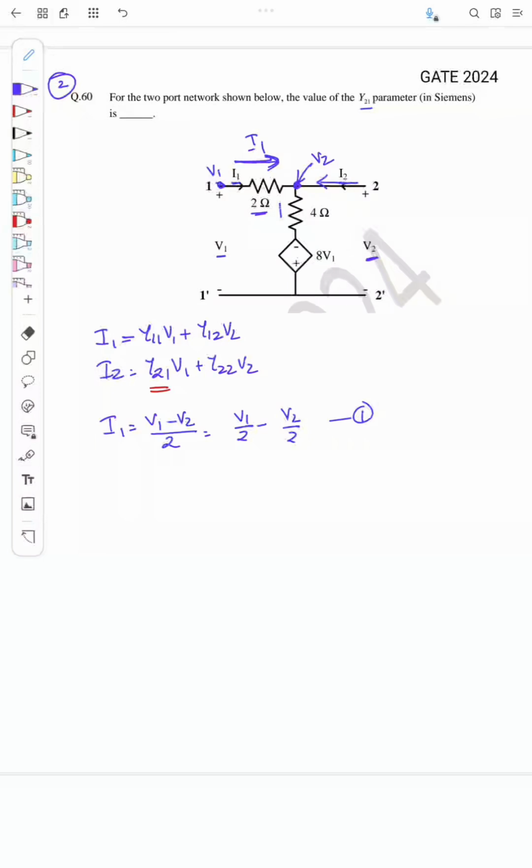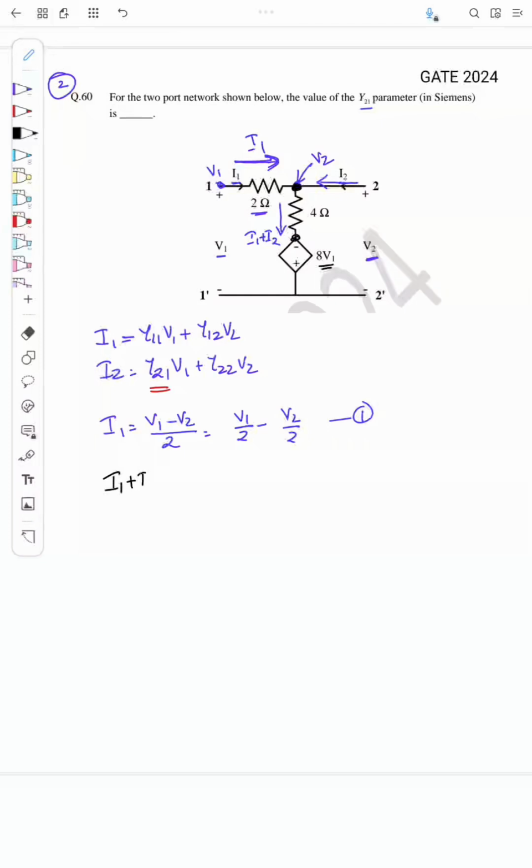So what is this current? This current will be equal to I1 plus I2, right? And also what is this current in terms of voltages? So this node voltage is V2, and this node voltage is actually minus 8V1, right? So what is I1 plus I2 from this?